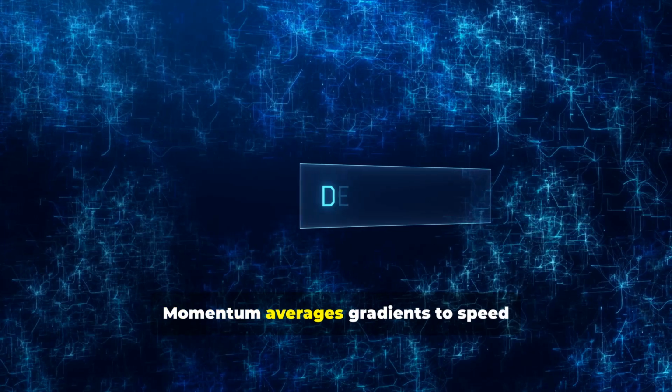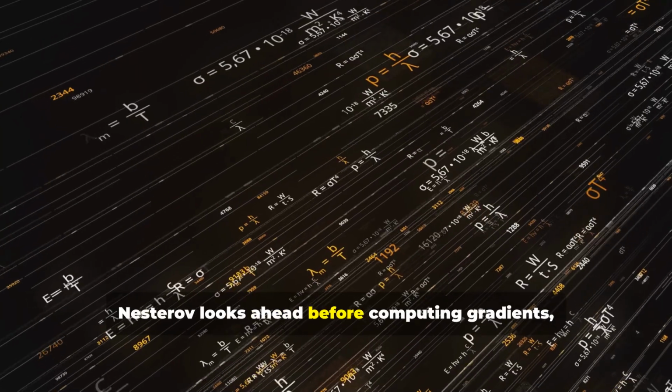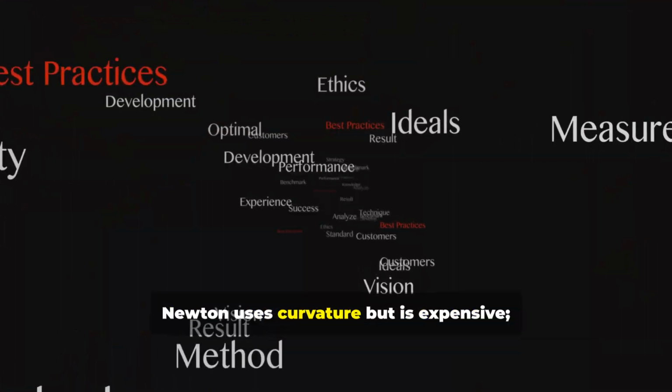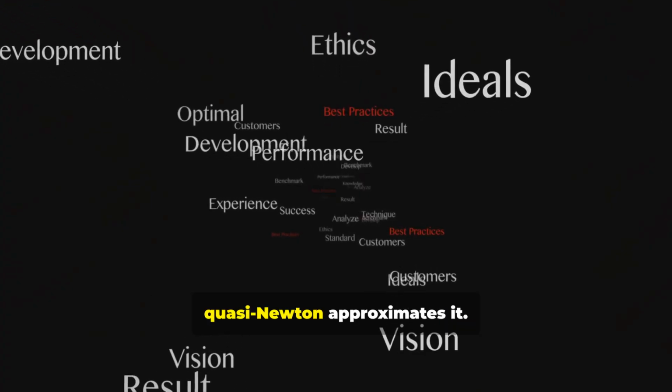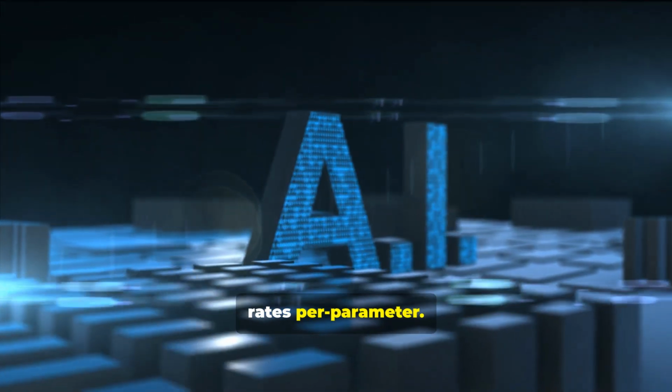Continuing. Momentum averages gradients to speed descent along valleys. Nesterov looks ahead before computing gradients, improving responsiveness. Newton uses curvature but is expensive. Quasi-Newton approximates it. Adaptive optimizers scale learning rates per parameter.